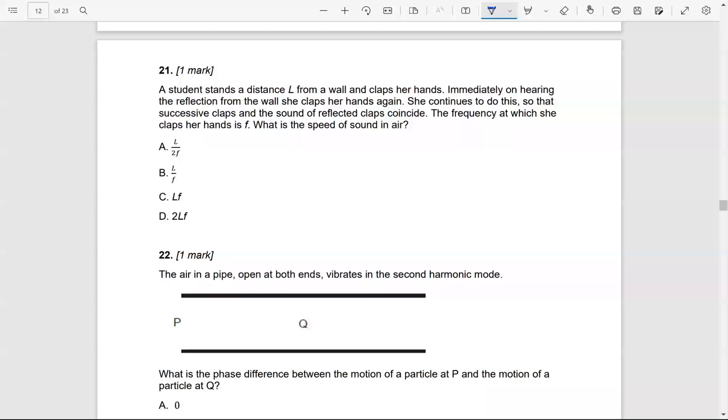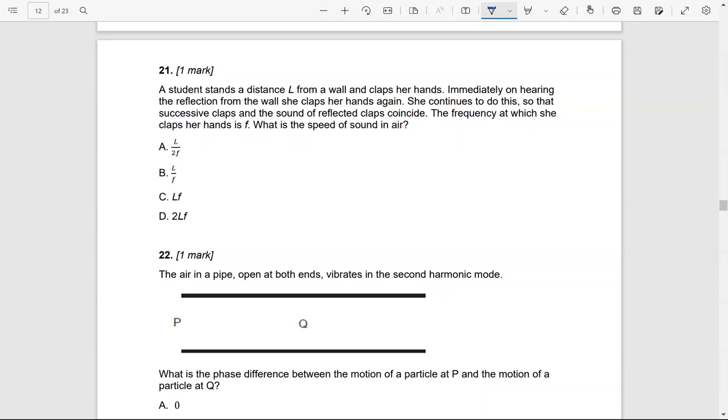A student stands a distance L from a wall and claps her hands. Immediately on hearing the reflection from the wall, she claps her hands again. She continues to do this so that successive claps and the sound of reflected claps coincide. The frequency at which she claps her hands is F. What is the speed of sound in air?